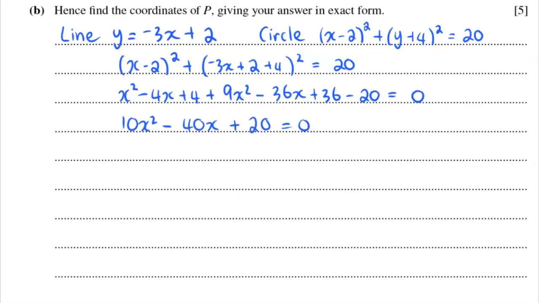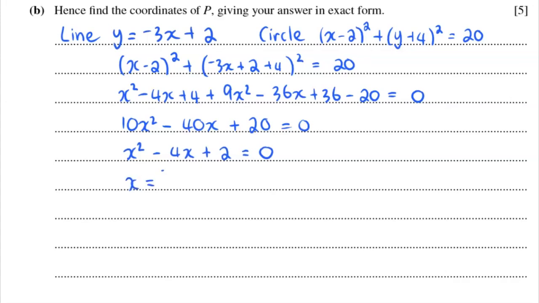Let's divide both sides of this equation by 10. X squared minus 4x plus 2 equals 0. Can we factorize that by inspection? What multiplies to 2 and adds to negative 4? No, nothing. Like 2 and 1 multiply to 2. They don't add to negative 4, which means let's flip to the quadratic formula.